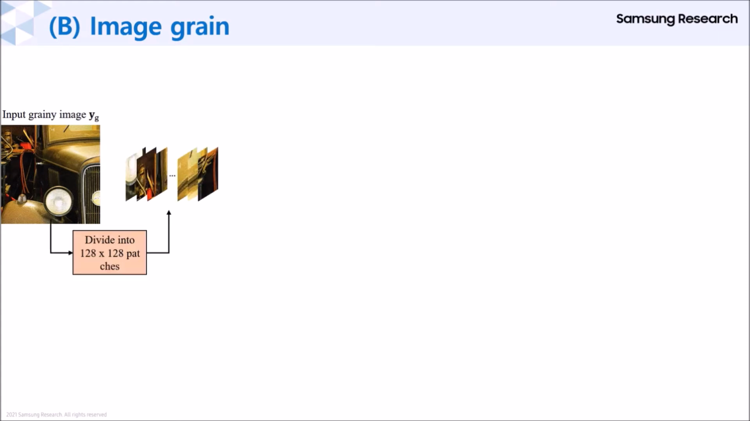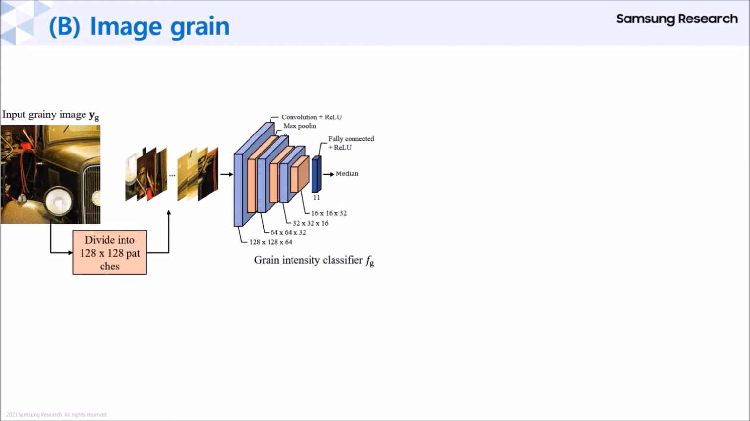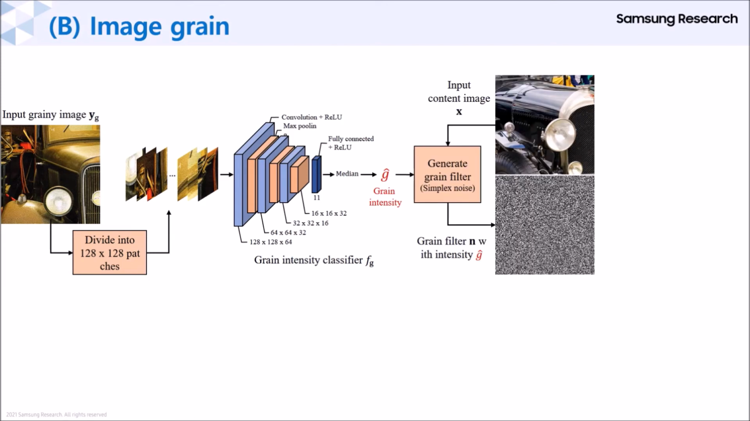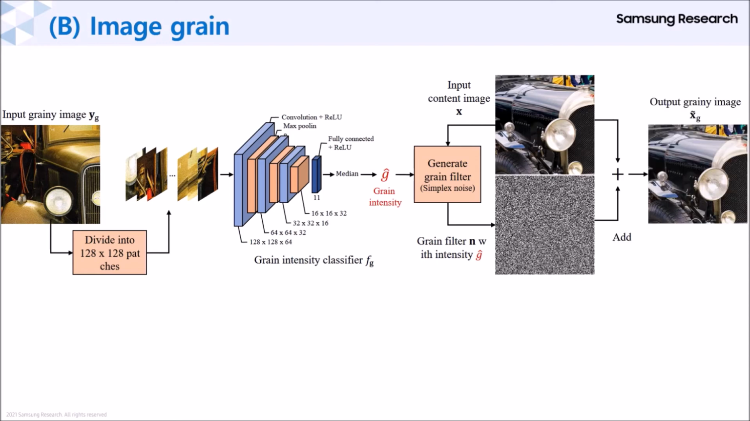For image grain, we start from an input image that may possibly contain some grain effect. We divide the image into small patches, then feed the patches to a neural network that is trained to predict grain intensity. Given the estimated grain intensity and an input content image, we generate a grain layer that we can add back to the input content image to reproduce the grain effect.